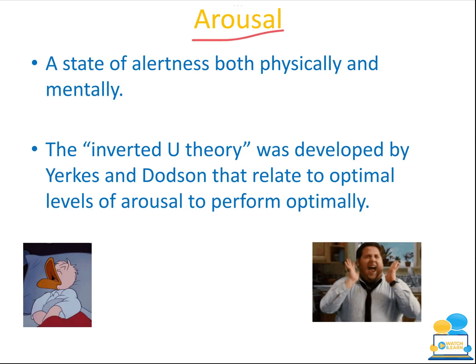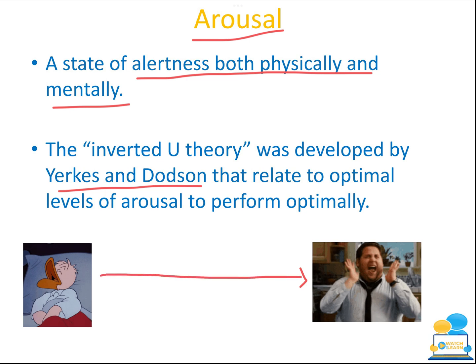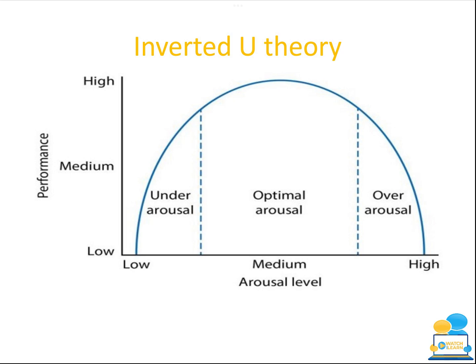So we're going to have a look at the theory of arousal now. It's a state of alertness both physically and mentally. The inverted U theory was developed by Yerkes and Dodson and relates to optimal levels of arousal to perform optimally. Generally it can be on a scale like this, where one end of the scale is being asleep and the other end of the scale is being so excited about something. So the inverted U theory relates to arousal. Here we have performance. Obviously we're looking for high performance in sport. On the horizontal axis, we have the arousal level.